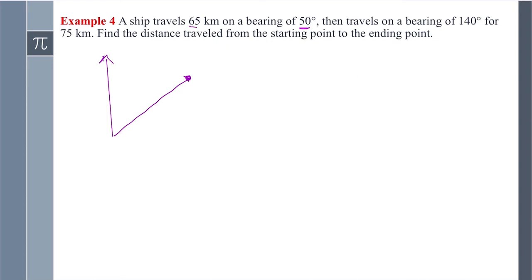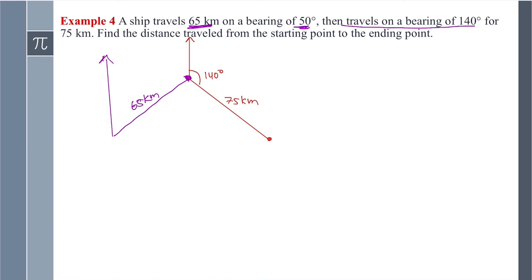So it goes 65 kilometers on a bearing of 50 degrees. Suppose it reaches here, then travels on a bearing of 140 degrees. So from that point, again, we have to draw the north. And then from here, it goes on a bearing of 140 degrees, so maybe in this direction. So this is 140 degrees. And it goes 75 kilometers. Let's say it reaches this point.